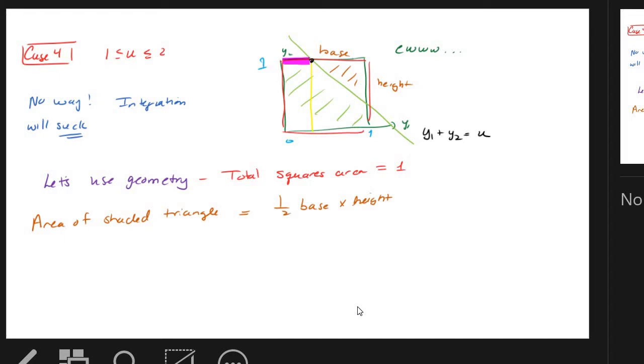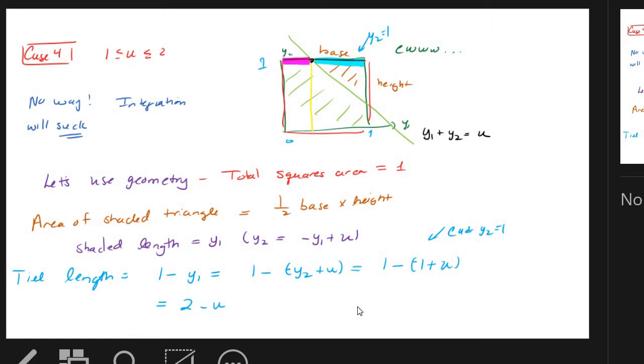From here to here, you have y2 equal to 1. And this point right here is the point on the line. So the shaded length I have there is y2 equals minus y1 plus u, because that's the formula for the line. And y2 is 1. Let's see. So it's the teal length I really want. The whole length across is 1. So it's 1 minus that shaded length, which is minus y1 plus u. Subtract that off and I get 2 minus u.